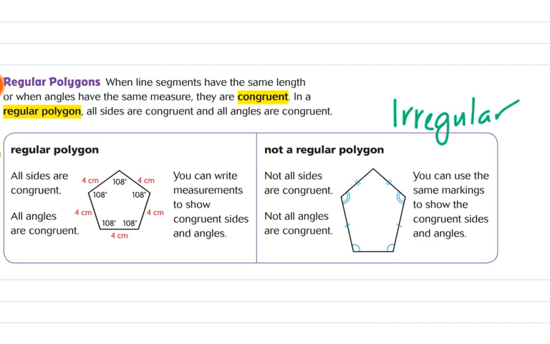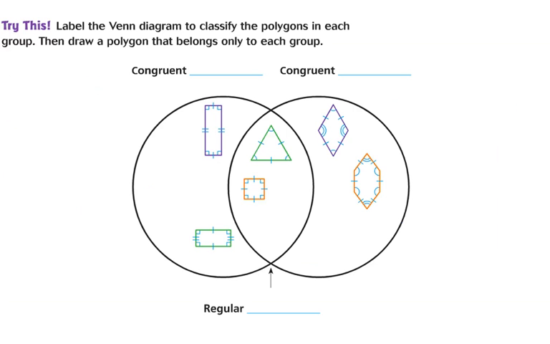We see that there's 2 little arcs here on this angle and that one, but there's only a single arc here and this single arc. So not all sides are congruent and not all angles are congruent. So you can use the same markings to show the congruent sides and congruent angles. So although these 2 are congruent, these 2 are not congruent to the previous ones.